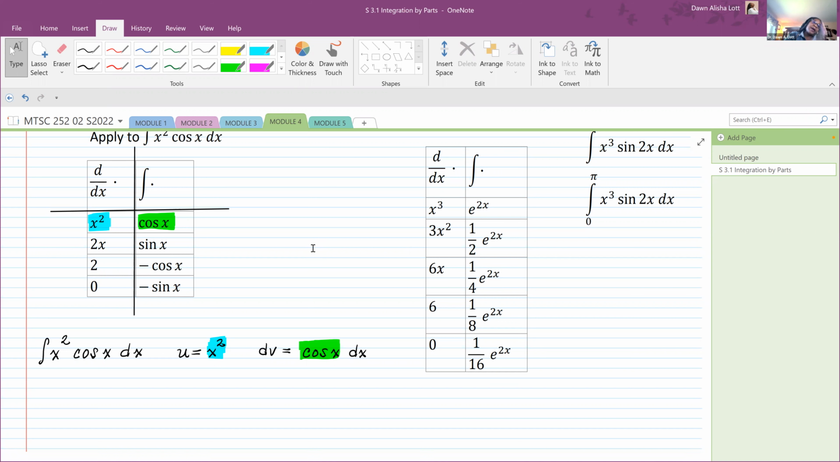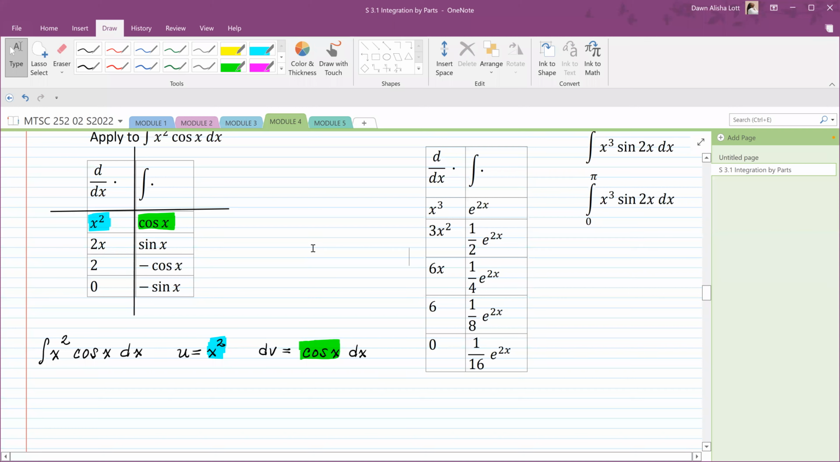I only need to go till I match the 0. So on the left side, I do derivatives. On the right side, I do integrations. But this only works if u is x to the n. If it's anything else, do not use this formula. Do not.